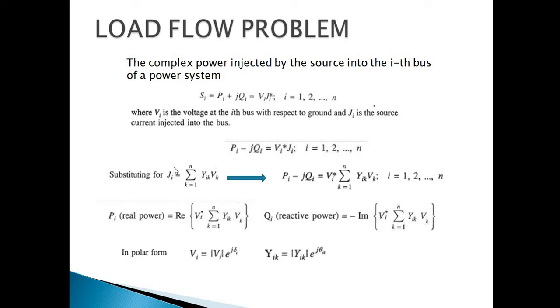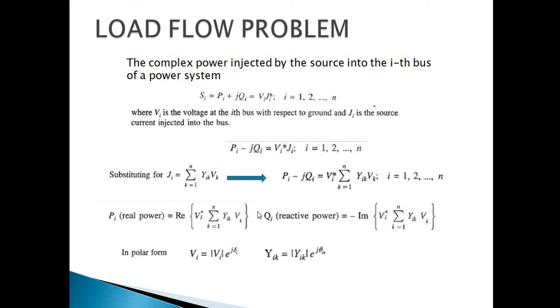Now if we substitute for every Ji, it is the sum of the product of Yik and Vk. That equation was taken care of in the previous discussion classes. So the total current injected is equal to the sum of the product of voltage across the branch into the admittance of the branch. Please go through it.